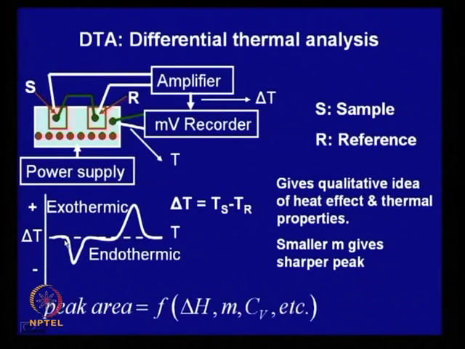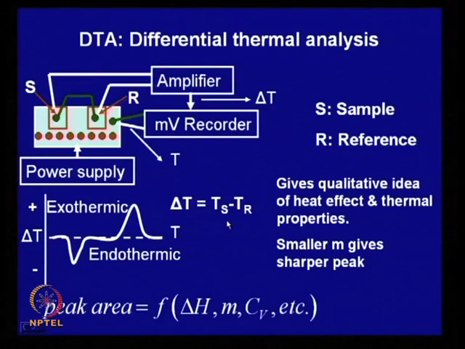As you raise the temperature, suppose some endothermic reaction or transformation takes place, then what will happen? That means some transformation is taking place in the sample, its temperature will not rise, but since power is being supplied at a constant rate, the temperature of the reference material will continue to increase. So, then this becomes higher than this. So, this is negative. So, you get an endothermic peak. Likewise, if there is a transformation taking place here which is exothermic, in that case you will get a peak in this direction.